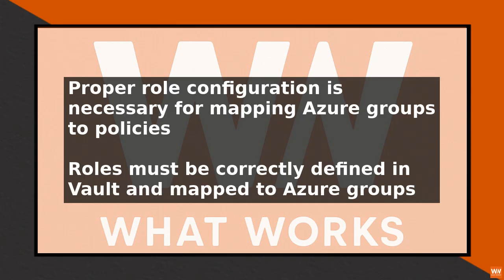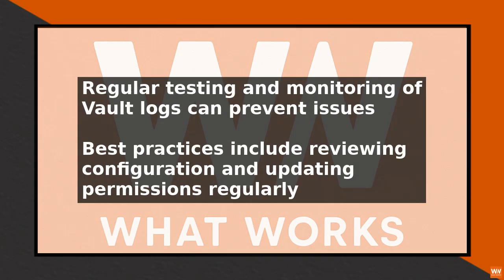Best practices for avoiding common issues with Vault Azure Auth include regularly reviewing and updating the Azure Authentication backend configuration, ensuring that Azure Active Directory applications have the necessary permissions, and testing authentication regularly. It is also essential to monitor Vault logs for authentication errors and address them promptly.